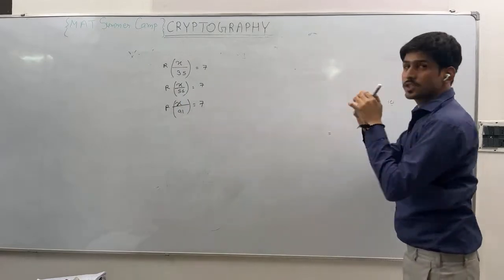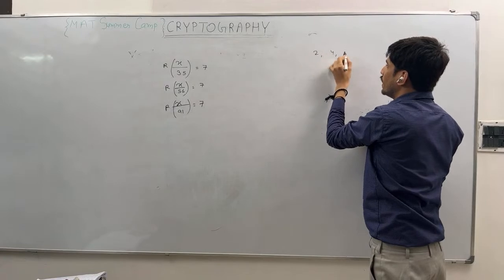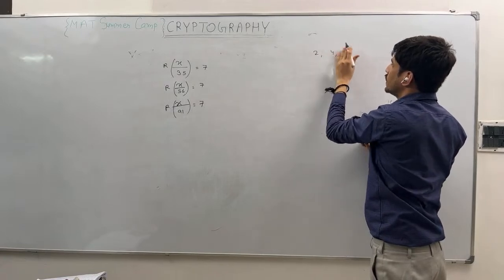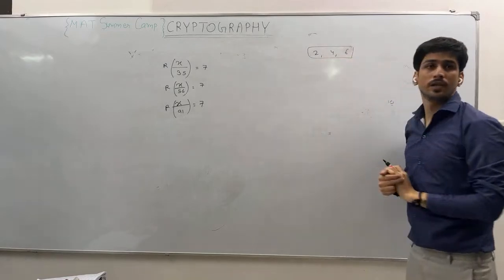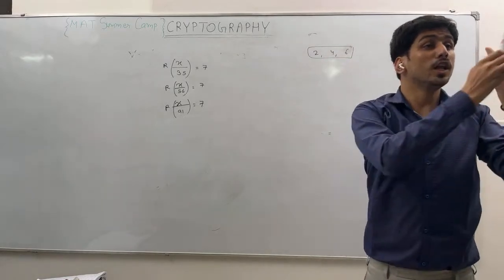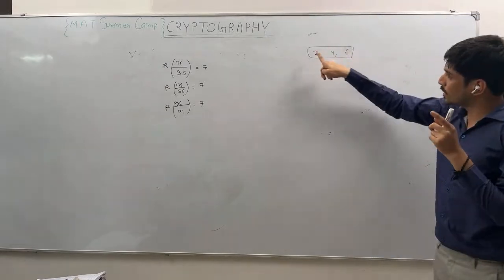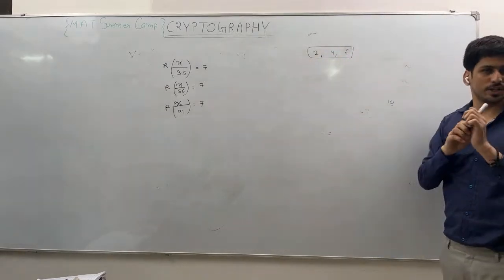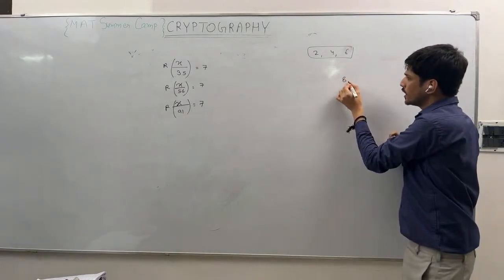Let me explain with a simple example. Let's say I have 2, 4, and 6. Let me take the LCM of 2, 4, and 6. What is the full form of LCM? Least common multiple. It means that is the least number which is divisible by 2, 4, and 6. Is it clear?